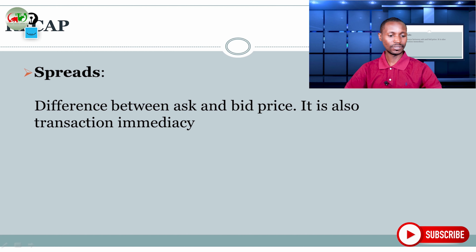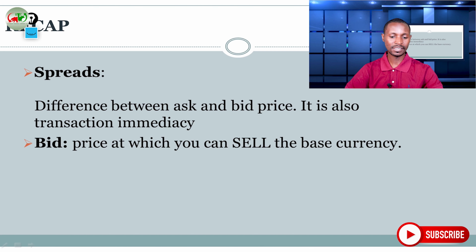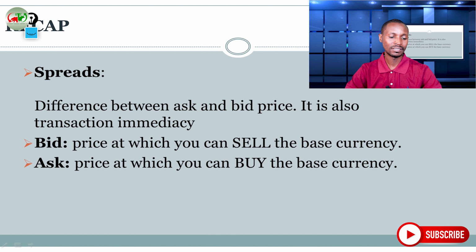In our last lesson, we learned about the spread. We have seen that the spread is the difference between the ask and bid price. This is what we call transaction immediacy, and it allows the brokers to make their profit while doing business. We have seen what a bid is: the price at which you sell the currency, and ask is the price at which you can buy the currency pair. These two prices are quoted by the Forex brokers, and as mentioned, it helps the brokers make a profit while offering you the currencies to trade.